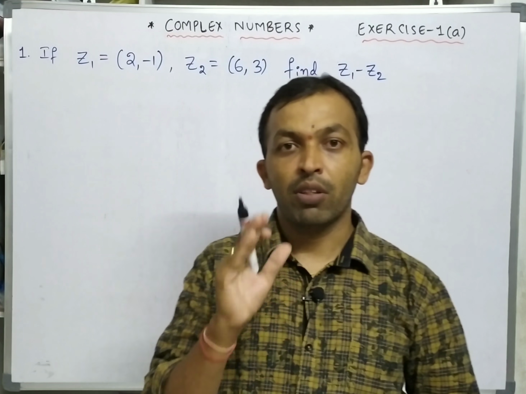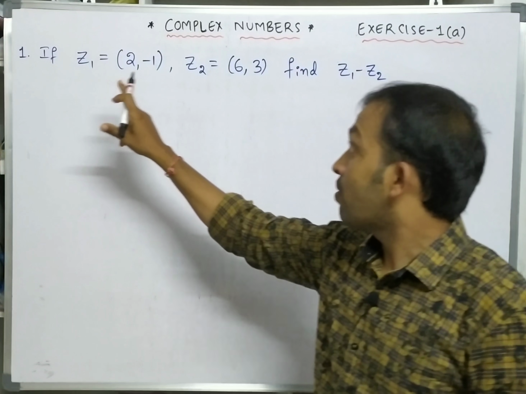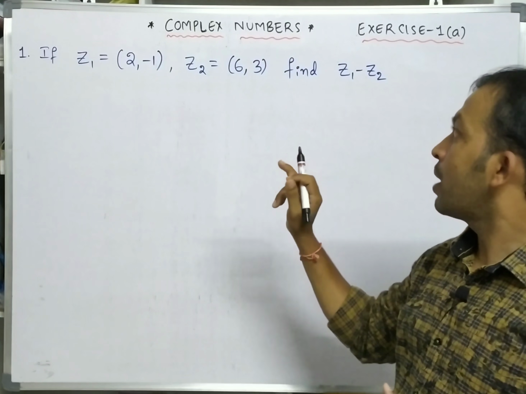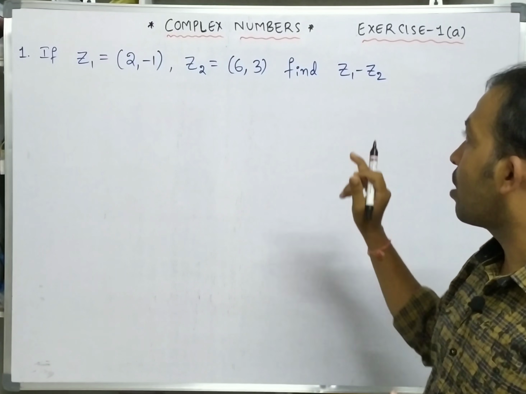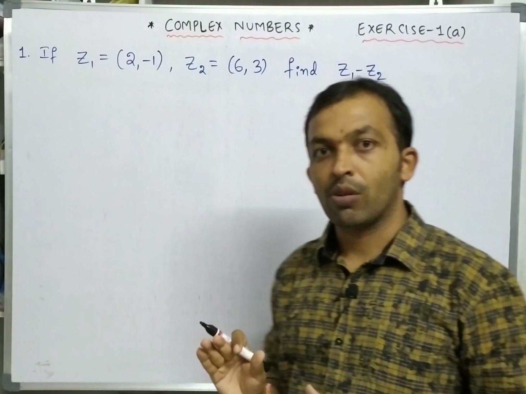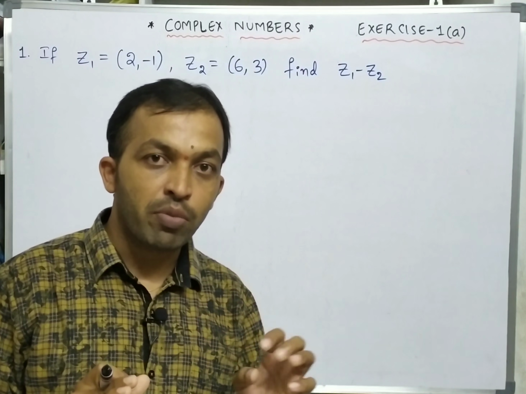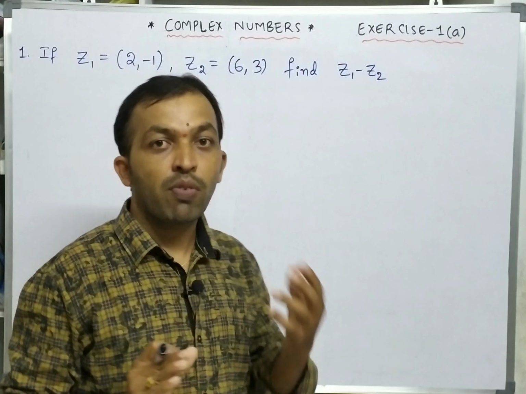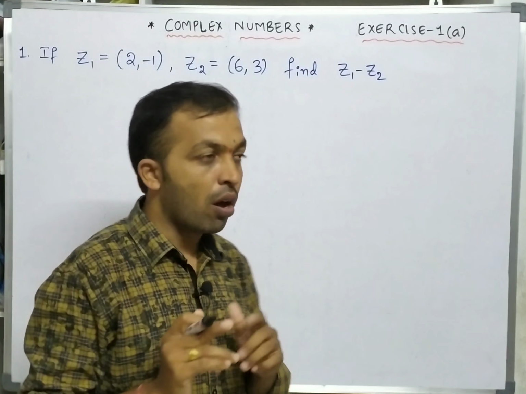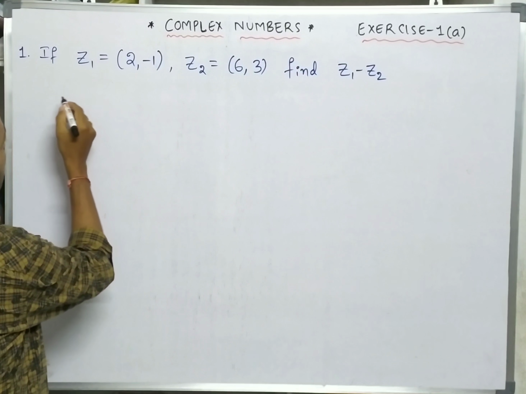The first problem is, if z1 is equal to (2, -1) and z2 is equal to (6, 3), then find z1 minus z2. So two complex numbers are given, and we have to subtract one complex number from another. How can we subtract? So simple.